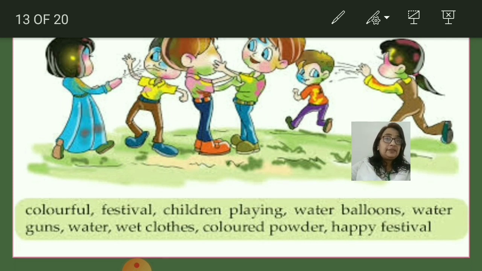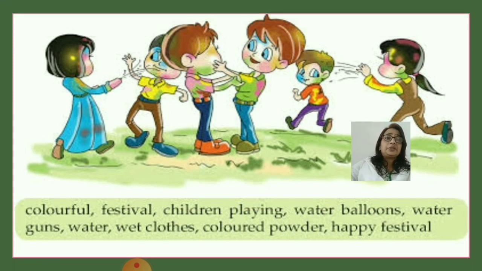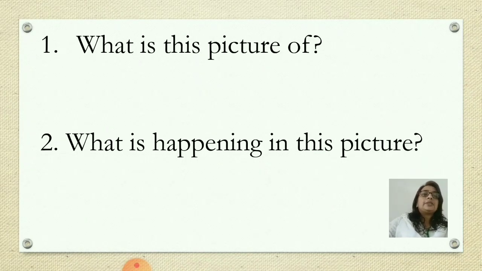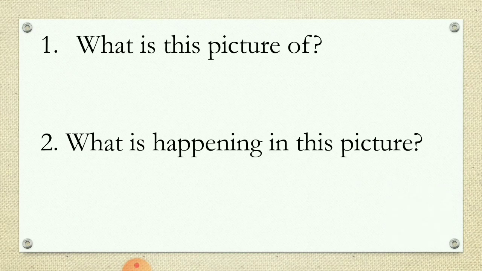So these are the words given to us, and after observing the picture, we are going to write a composition. Ready? Come on, we will start writing. Observe the picture carefully first. This was our first step, isn't it? Now I am going to ask you a few questions. With the help of those questions, we will write the composition.